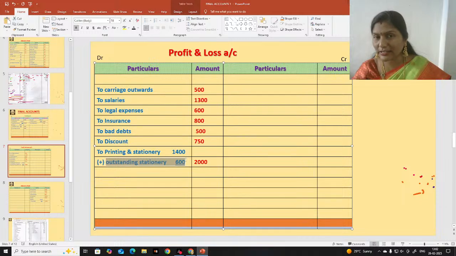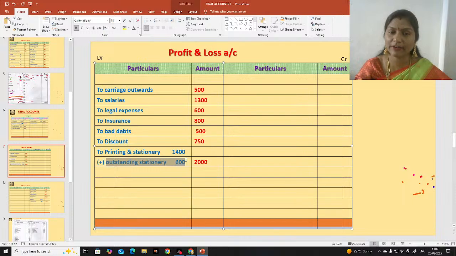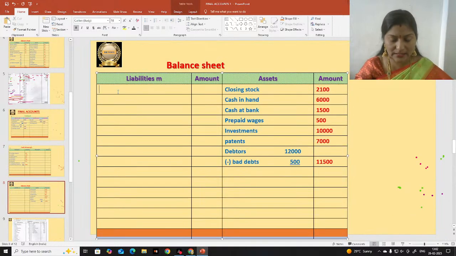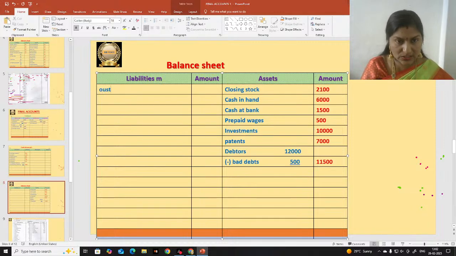One time we added here. Why we added? Because that is outstanding. We added in the profit and loss account. Why in the profit and loss account only? Because printing and stationery we show in profit and loss. That is why that adjustment also we recorded in profit and loss account. Debit side we added. Okay. Second time we should show that outstanding stationery in the balance sheet on liability side, because outstanding always appears in the balance sheet on liability side. Now came to liabilities. Let us record here outstanding stationery.